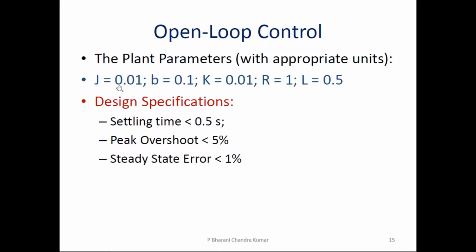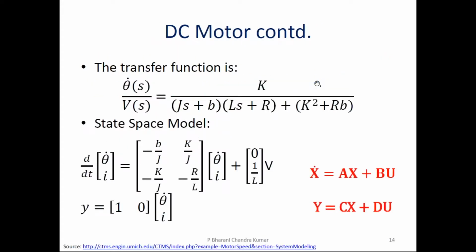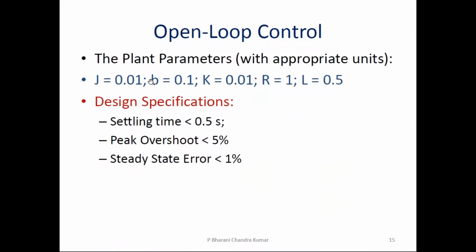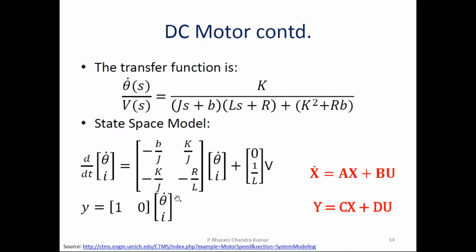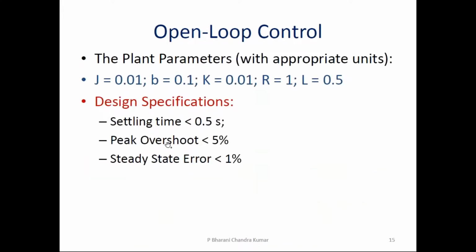So first of all, we'll go for the open loop control, with J, B, K, R and L. Because if you see, the unknowns are J, L, B, R, K. I assume these are the values which I have taken from the same reference, the Michigan University reference. So the design specification is more important.